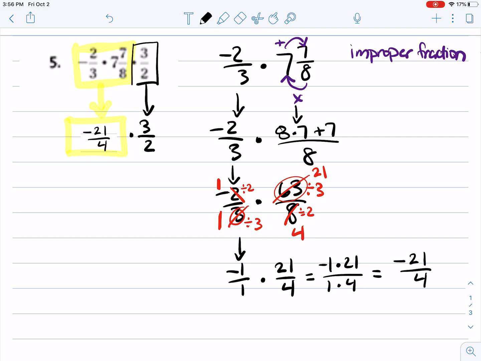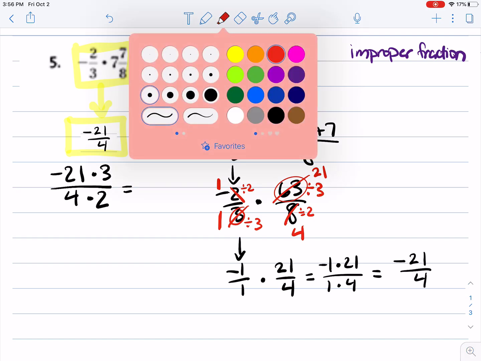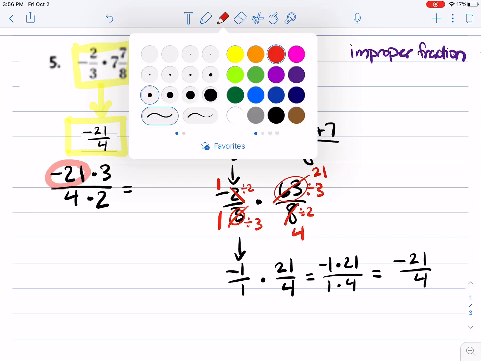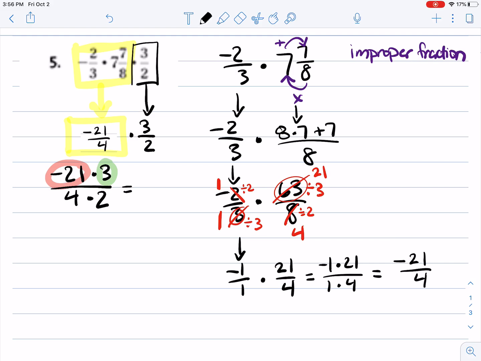Negative 21/4 times 3/2. So this is going to be 21 times 3, all of that over 4 times 2. We'll multiply the top numbers together. And again, this is a negative number multiplied by a positive number. So whatever my answer is at the end in this answer box, it's going to be a negative number. So I'm going to put that there so I don't forget. Negative 21 times 3 is negative 63. 4 times 2 is 8.